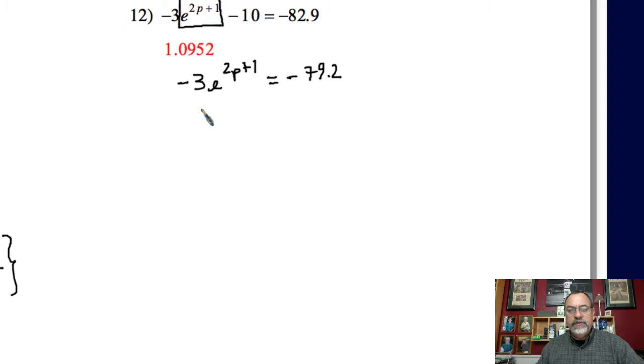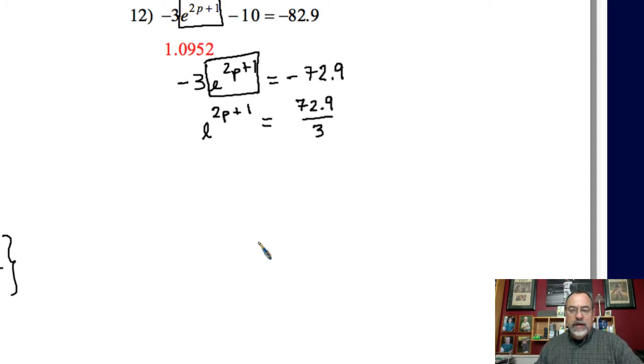Or I wrote that wrong. I said it right, I think, but I wrote it wrong. Negative 72.9. Then again, the term I'm trying to get by itself is right here, so I'm going to divide by negative 3. So e to the 2p plus 1 is going to be equal to this. Negative number divided by negative number is going to be positive. And again, I'm not going to divide it out because it would be an approximate number, and I don't want an approximate number, I'll leave it exact.